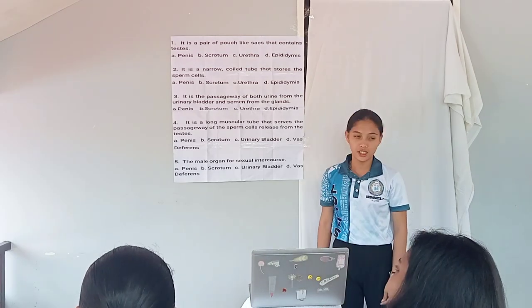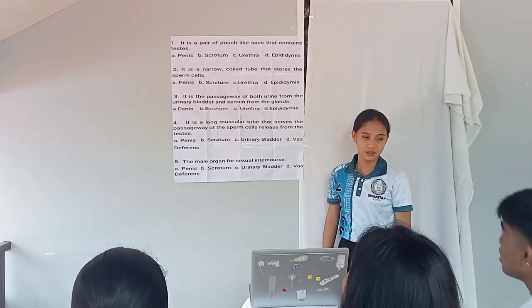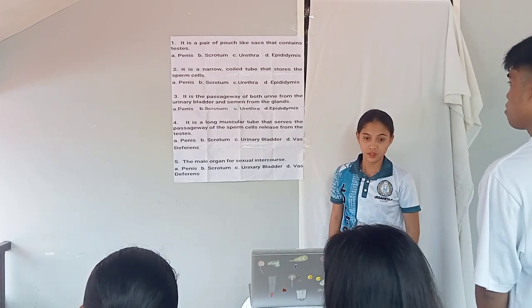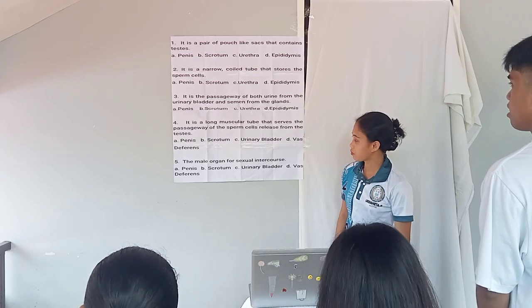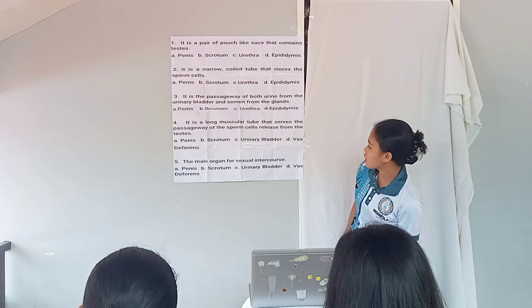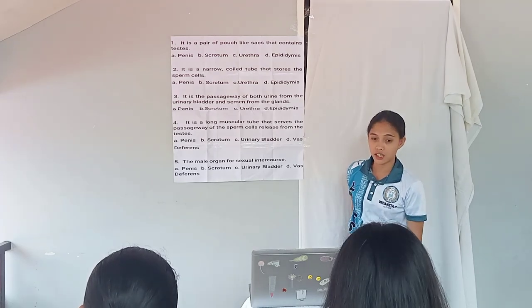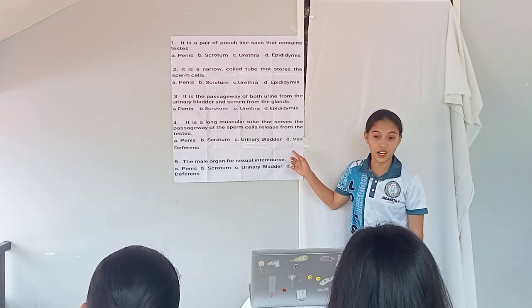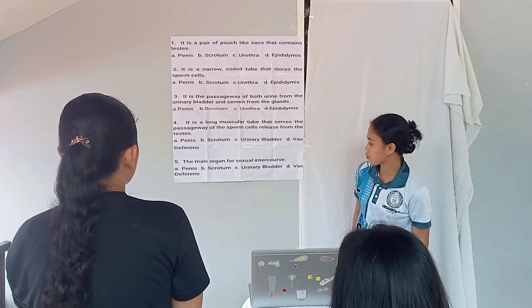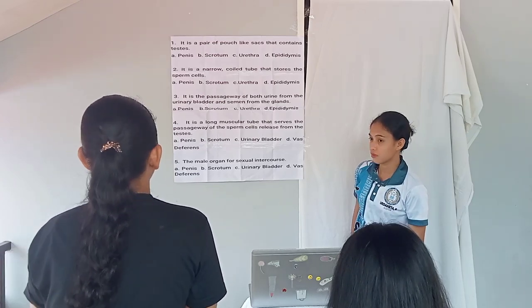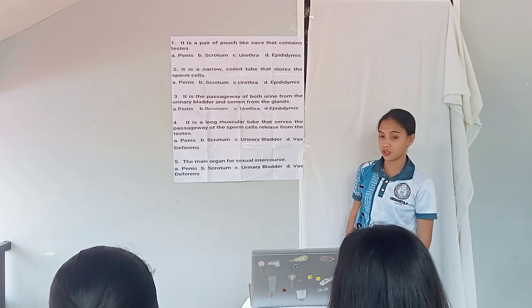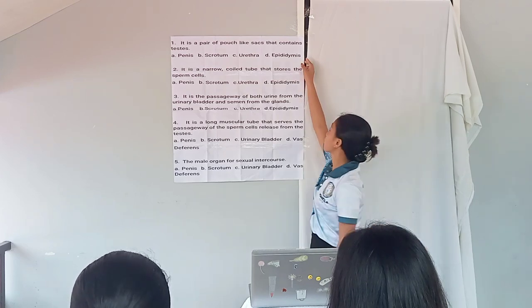Okay, number four. Jeffrey. It is a long muscular tube that serves as the passageway of the sperm cells released from the testes. The answer is letter D, ma'am. Okay, very good. It is vas deferens. Okay, number five, Lyra. The male organ for sexual intercourse is penis. Okay, very good.